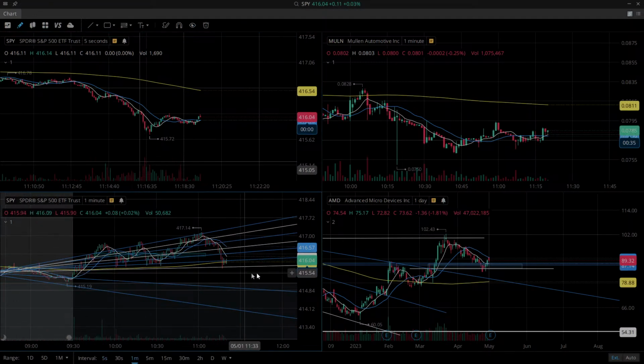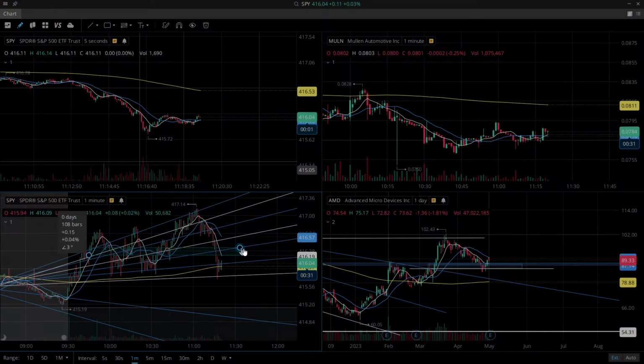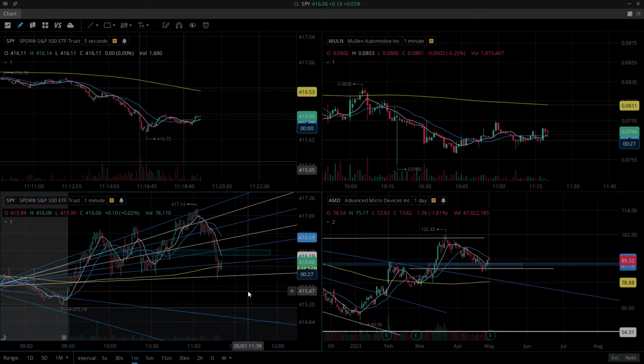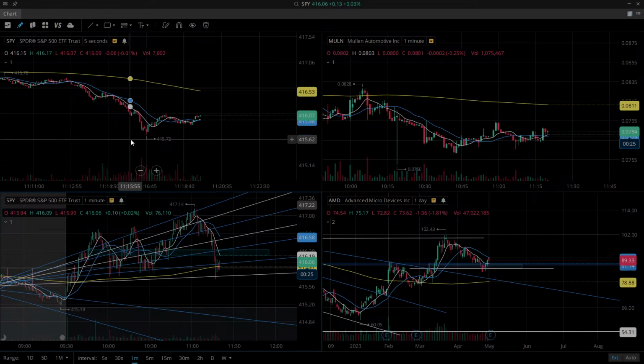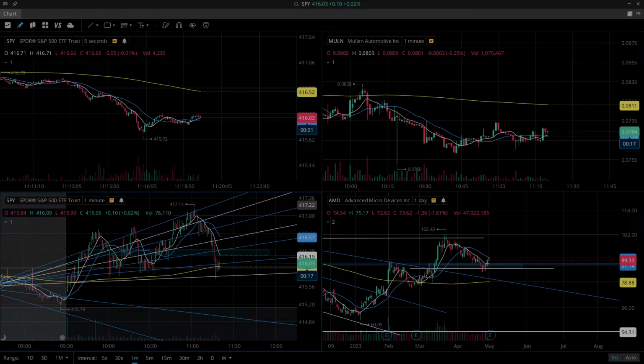Yep. That's not bad though. 400 points on MNQ. Nice work. That was kind of in the background. Got a 5-second double bottom with R1 right here at about 416.10. And that's 41.91 on the ES.